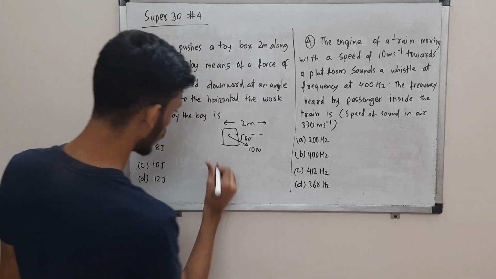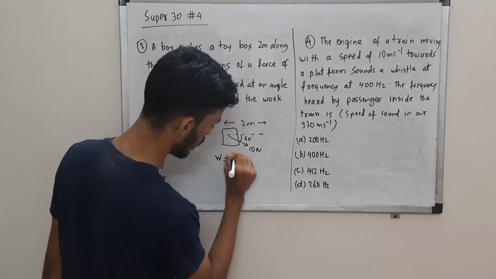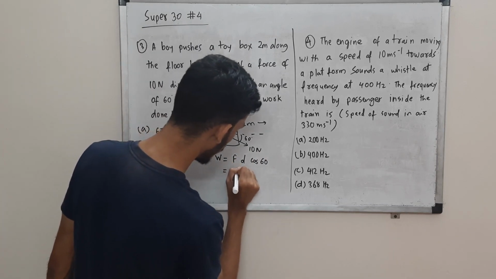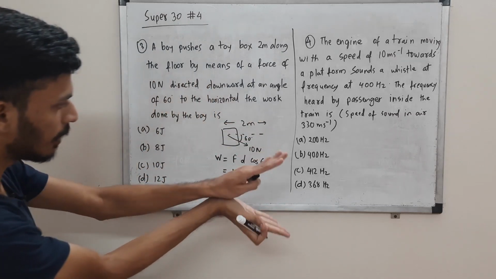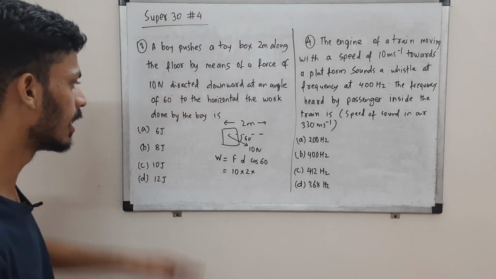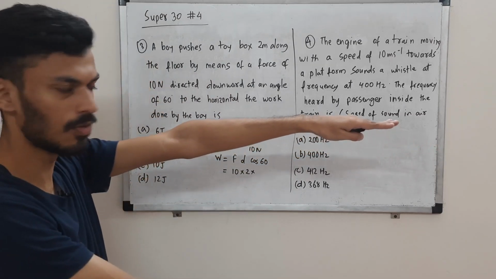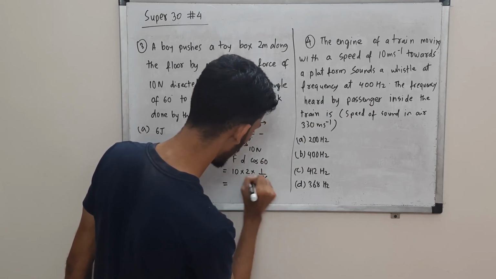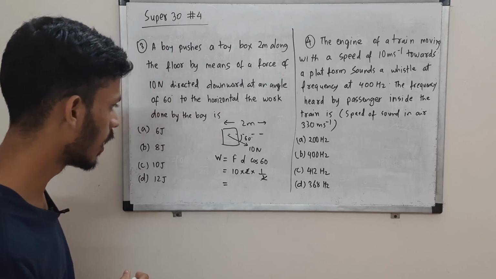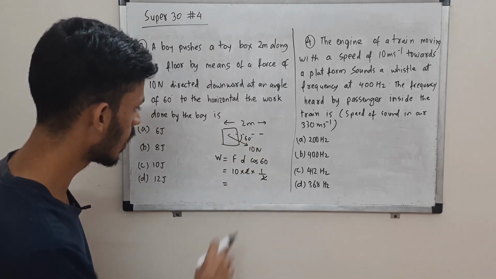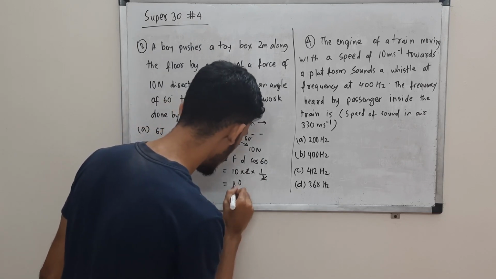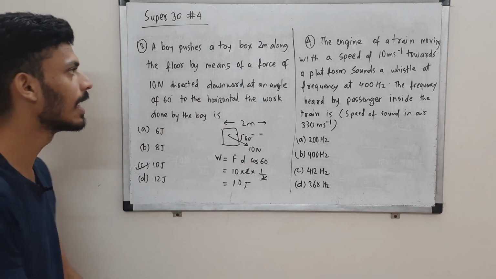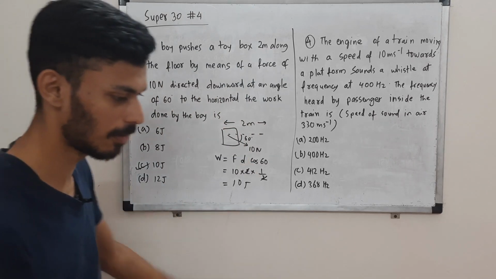A pretty straightforward question, because work is the dot product of force and displacement, or F D cos theta, right? So force is 10 newtons, displacement is 2 meters, and what is the angle between the two? The angle between the two is 60 degrees, right? This is the direction of displacement, this is the direction of force. The angle is 60 degrees. So cos 60 is half, and this will cancel this, and you'll have 10 in the SI units, which is joules. So 10 joules is the work done by this boy. Option C is the correct choice over here. Pretty straightforward, direct formula based question, right?